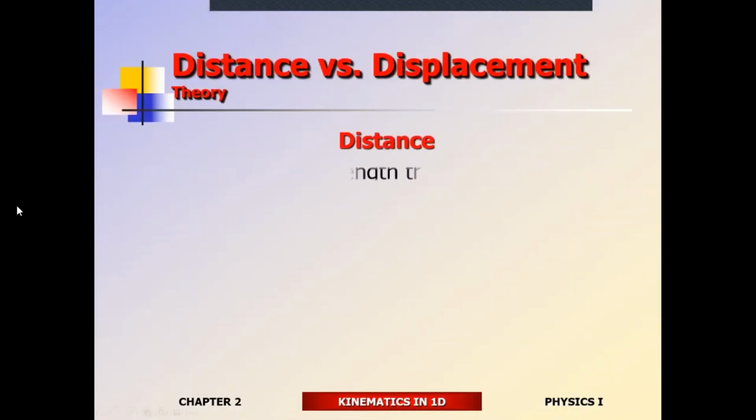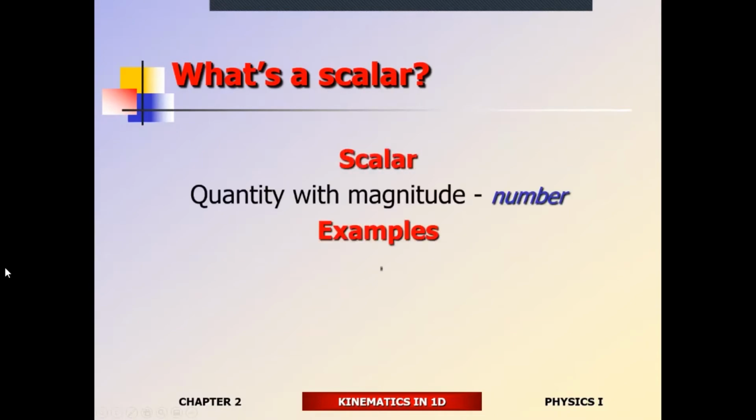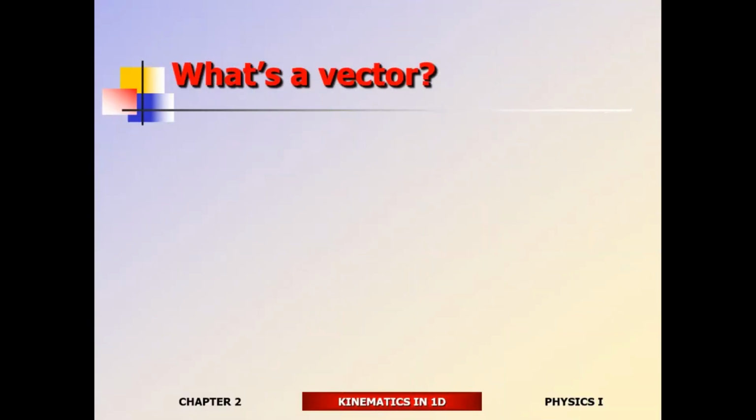All right, so all of a sudden we got definitions like distance versus displacement. Distance is a scalar, displacement is a vector. So we need to know what a scalar is and what a vector is. A scalar is just a number. Anything that is magnitude only is known as a scalar. So from what you guys are looking at, temperature is a scalar, pressure is a scalar.